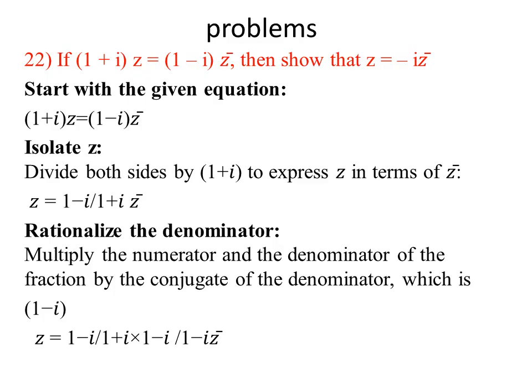After this, we isolate z. Divide both sides by 1 plus i to express z in terms of z bar. Therefore, z is equal to 1 minus i by 1 plus i into z bar. After this, we rationalize the denominator. Here we multiply the numerator and the denominator of the fraction by the conjugate of the denominator, which is 1 minus i. Therefore, z is equal to 1 minus i over 1 plus i into 1 minus i by 1 minus i into z bar.